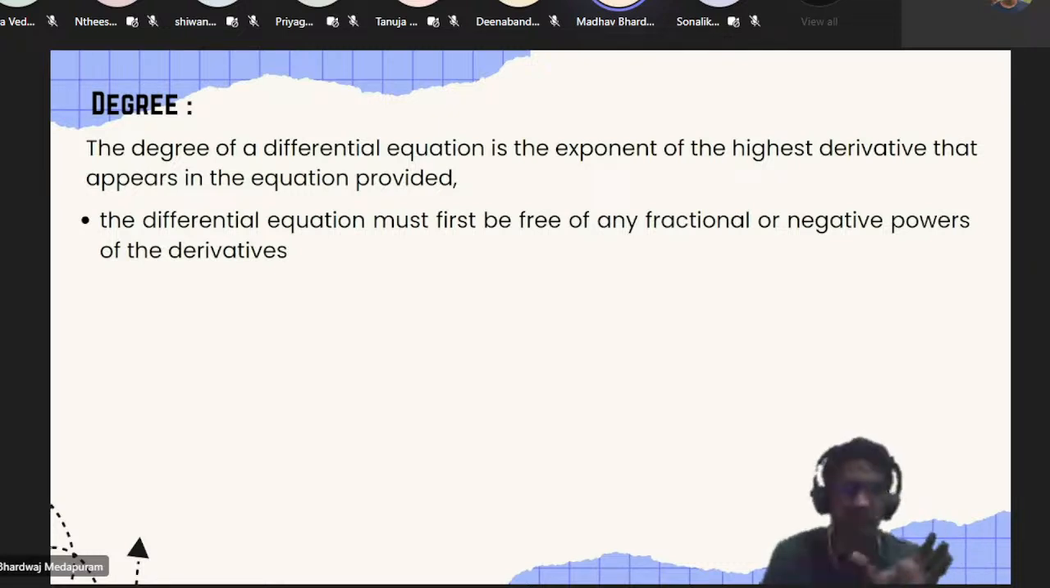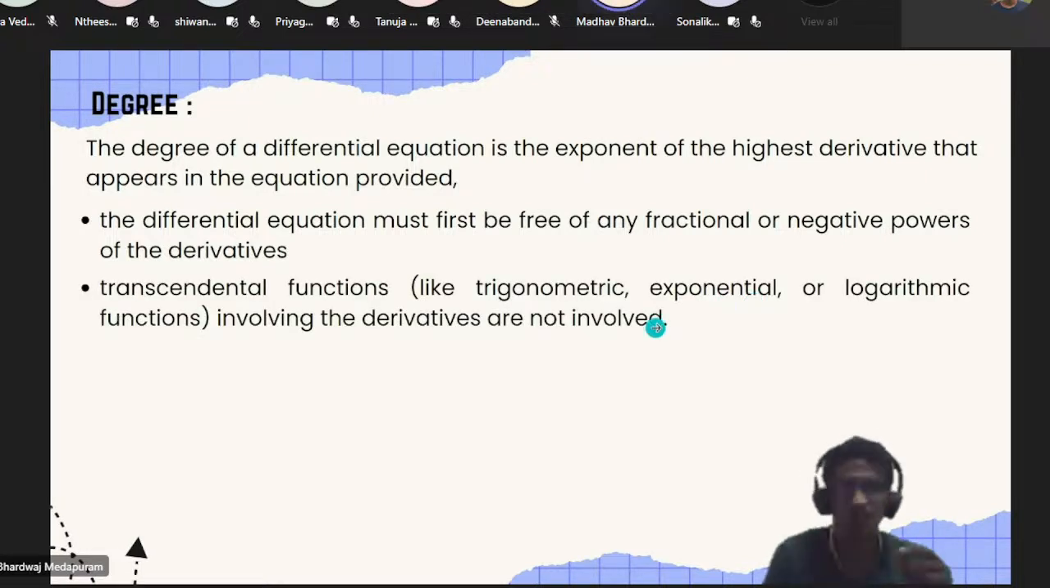You have come across polynomials, right? x cube plus x square plus x plus 1, something like that. If you imagine y triple dash as x cube, y double dash as x square, and y dash as x, you should notice that the function should be in terms of a polynomial. And one more important criterion is that transcendental functions like trigonometric sin x, cos x, exponential e power x, ln x should not act on the derivatives. That is another important criterion that needs to be satisfied.